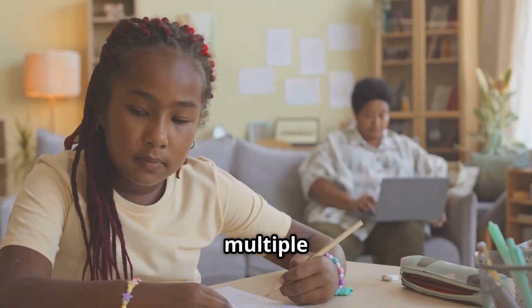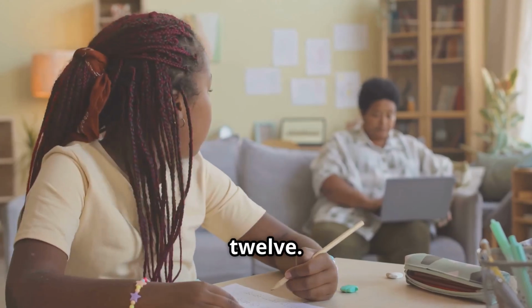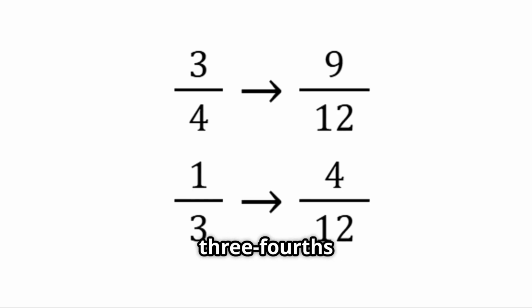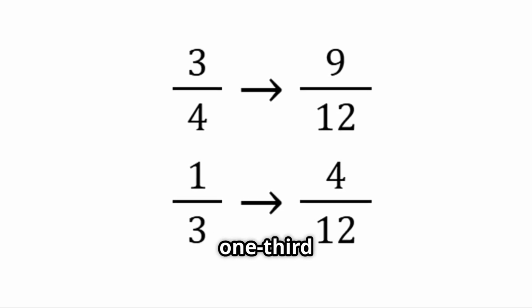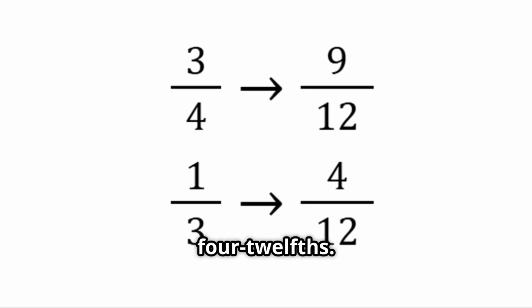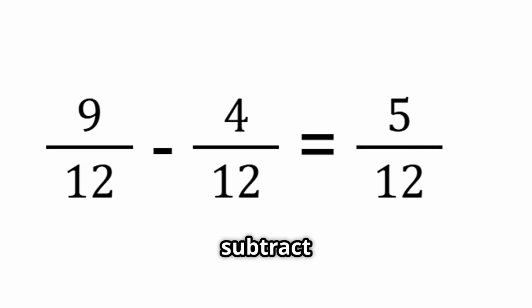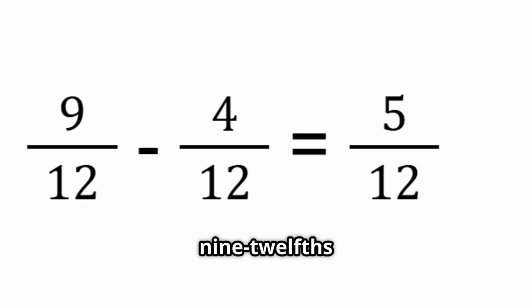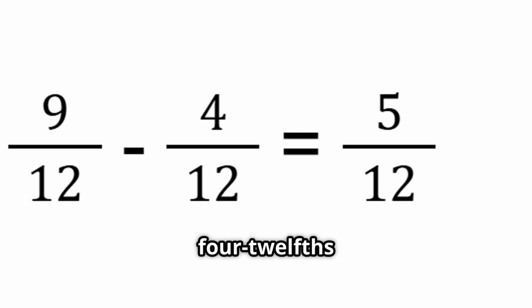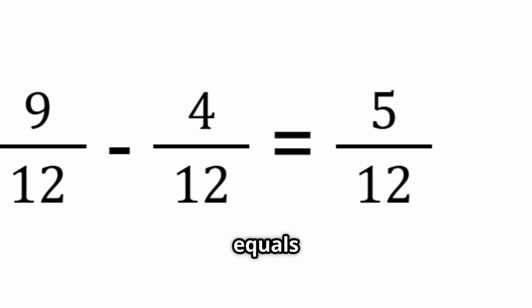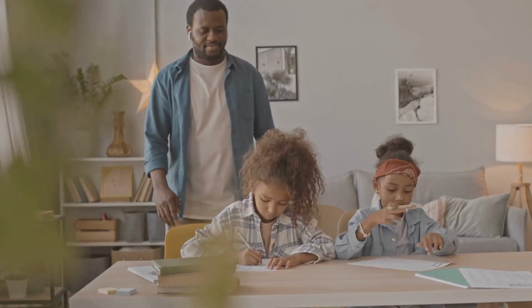The least common multiple of 4 and 3 is 12. Rewrite 3/4 as 9/12 and 1/3 as 4/12. Now, subtract: 9/12 minus 4/12 equals 5/12.